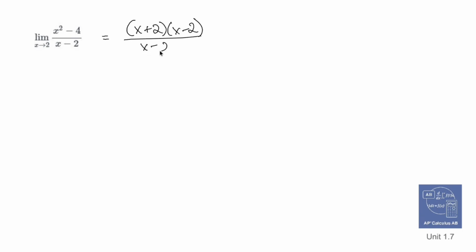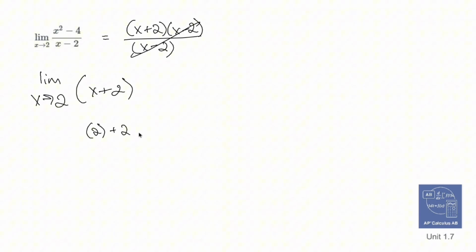over x minus 2. The x minus 2's cancel. Drop down the limit as x approaches 2 of x plus 2, and now you're good to go. Plug in 2, you get 2 plus 2 equals 4, and there's your guy.